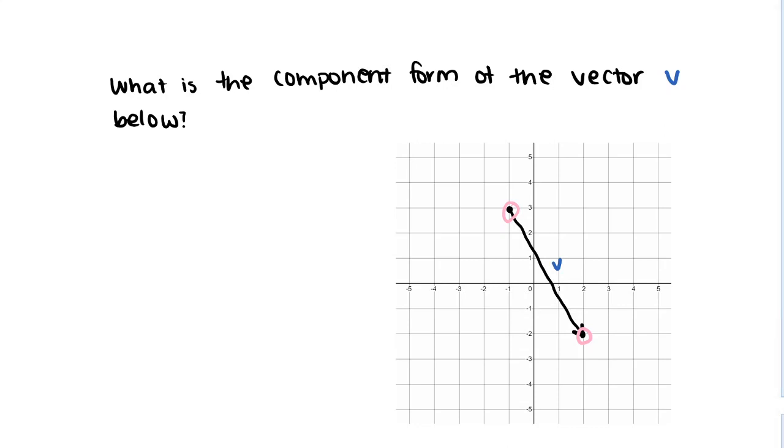And so here I can see that left and right, this vector travels 3 units, right? So here we've got 3 units, and then up and down to get from the initial point to the terminal point, this vector is traveling -5 units. So really I can represent this vector in component form as the vector 3, -5.